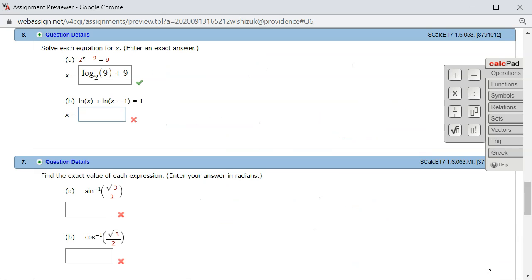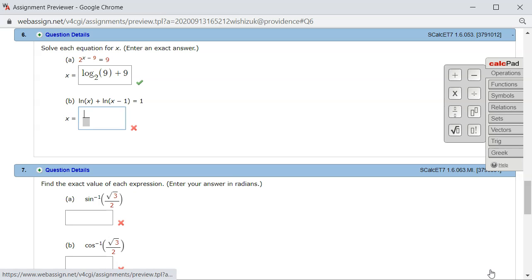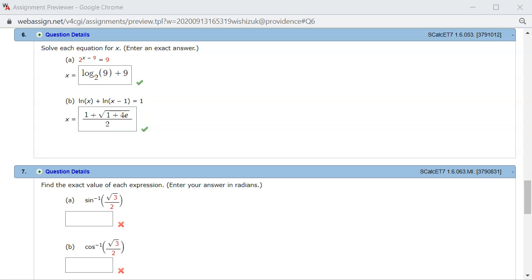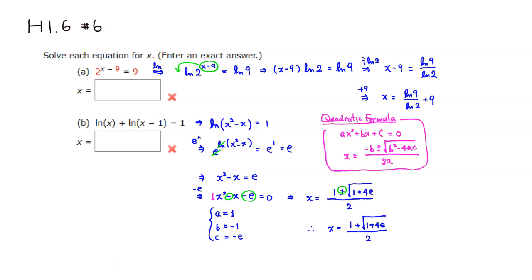Let's type it in. We got 1 plus a square root. Oh, actually, we have to do a fraction. So you have a fraction: 1 plus the square root of 1 plus 4e, over 2. Let's check the answer. It came back and looks like we got part B correctly as well. All right, that's it. I hope that this was clear.